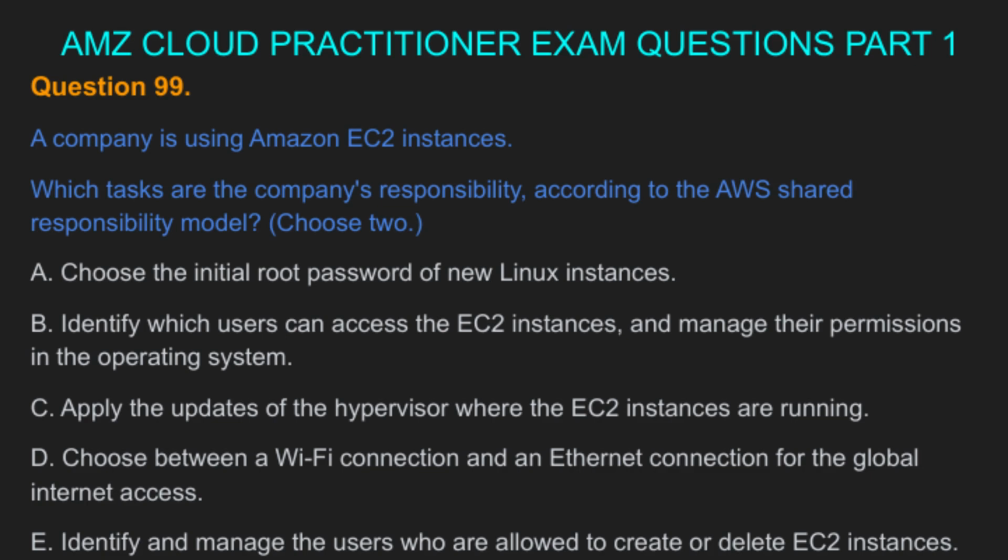Question 99. A company is using Amazon EC2 instances. Which tasks are the company's responsibility, according to the AWS Shared Responsibility Model? Choose 2. A. Choose the initial root password of new Linux instances. B. Identify which users can access the EC2 instances and manage their permissions in the operating system. C. Apply the updates of the hypervisor where the EC2 instances are running. D. Choose between a Wi-Fi connection and an Ethernet connection for the global Internet access. E. Identify and manage the users who are allowed to create or delete EC2 instances. The answer is B. Identifying which users can access the EC2 instances and managing their permissions in the operating system. And E. Identifying and managing the users who are allowed to create or delete EC2 instances.